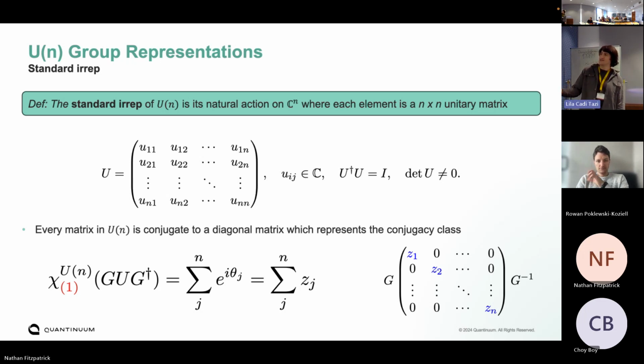I think these diagonal elements are really important for this work. And we represent the standard irrep as this one here. So this is the character of U(n), and this is saying it's constant on the conjugacy class, and it's represented as the single partition (1).